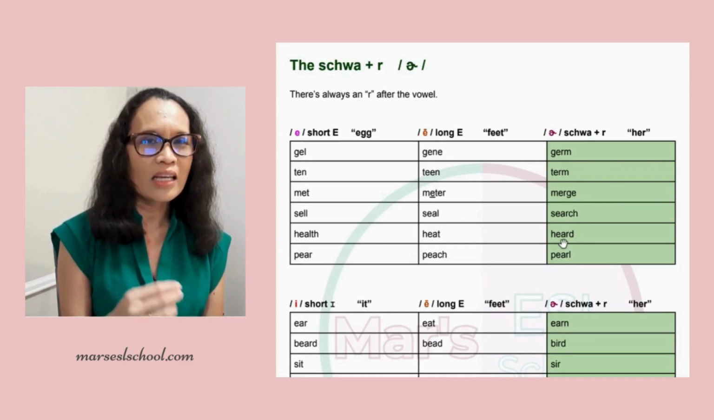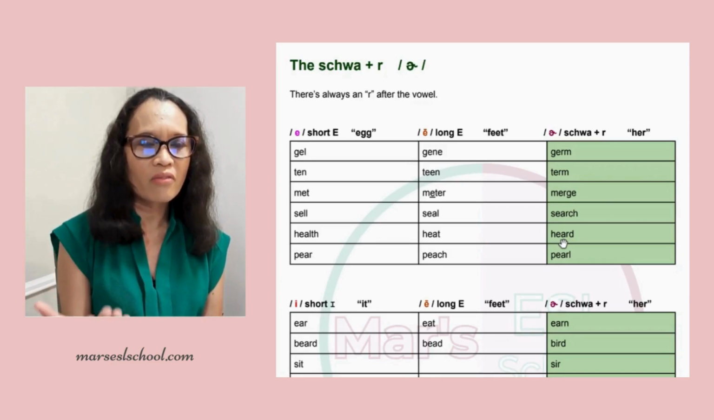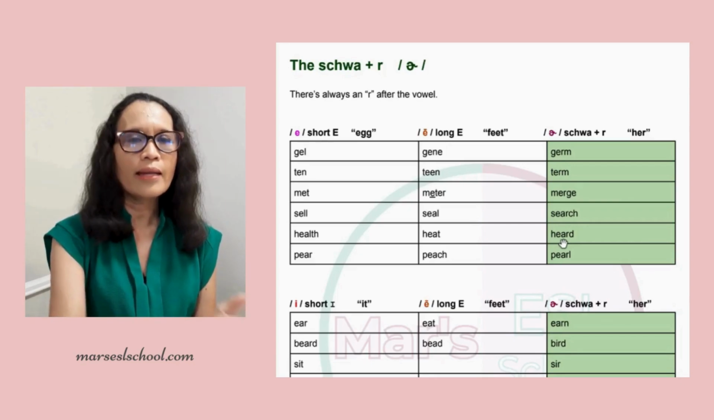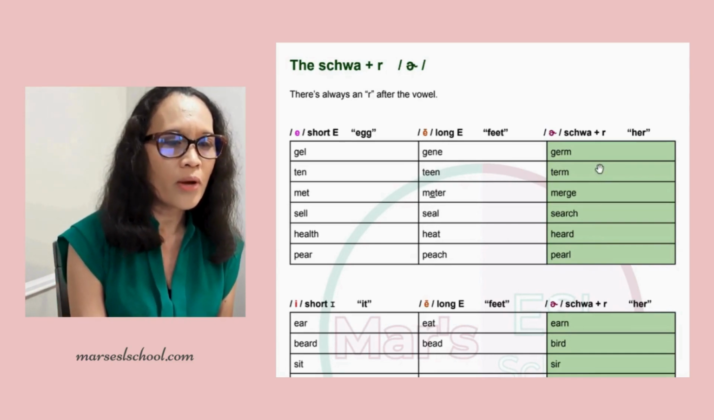Heard. So it's not heerd. It's a schwa+r. It has that very heavy R sound. Heard. Now let's look at our examples. Just one more time, just to practice them.